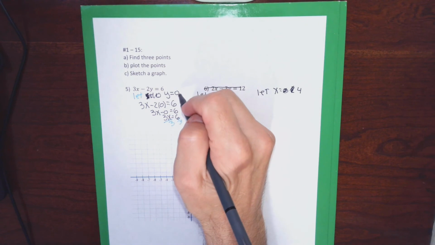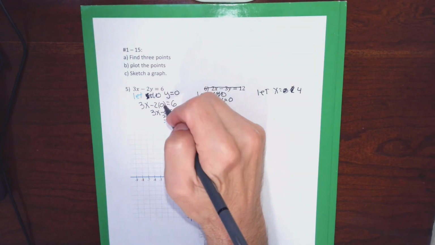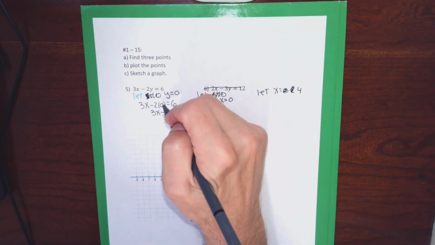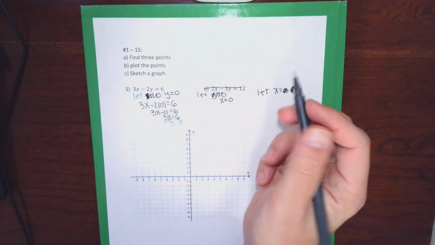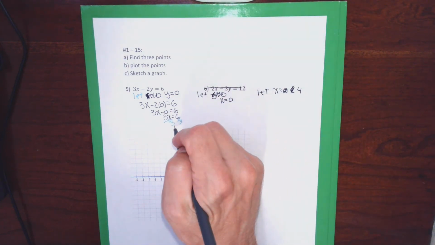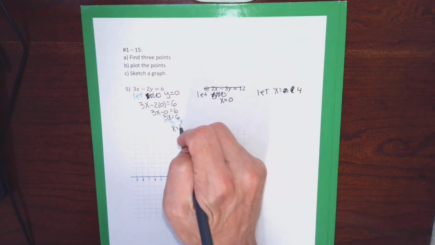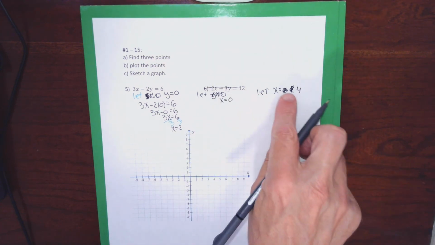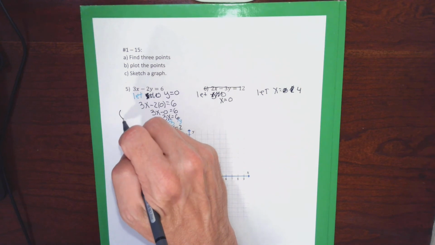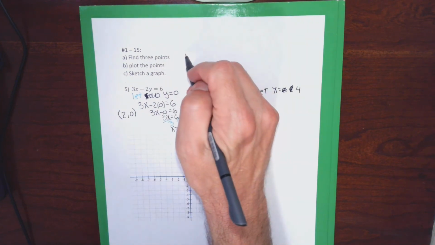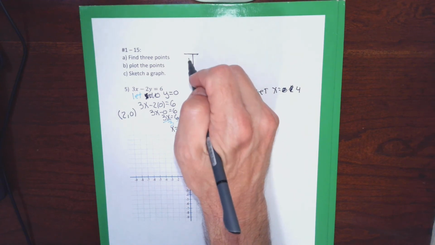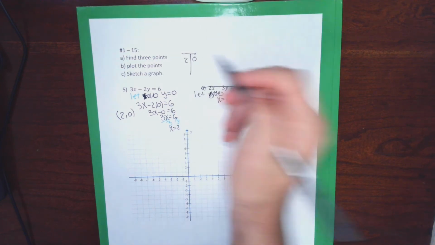So when I plug in 0 for y, which is what I did here, I did 3x minus 2 times 0, which gave me 3x minus 0, which gave me 3x equal to 6. I divide by 3 and I get x equal to 2. The reason I didn't put 2 in over here is because I knew the algebra was going to give me that. So one of my 3 points is x equal to 2, y equal to 0.